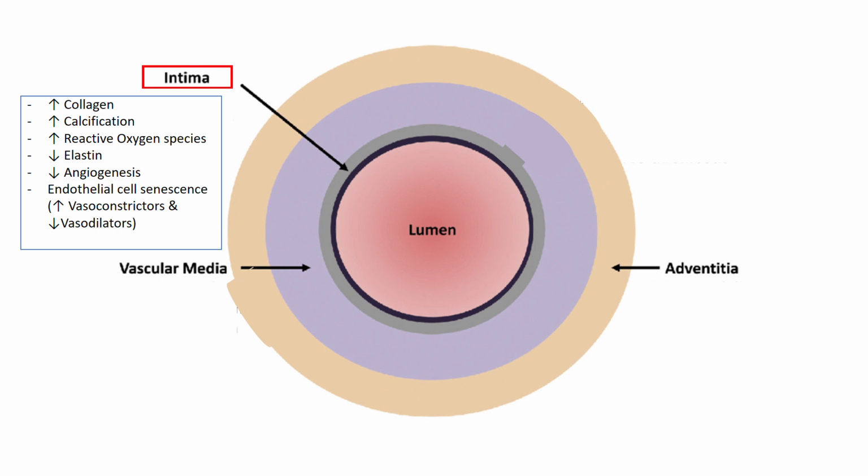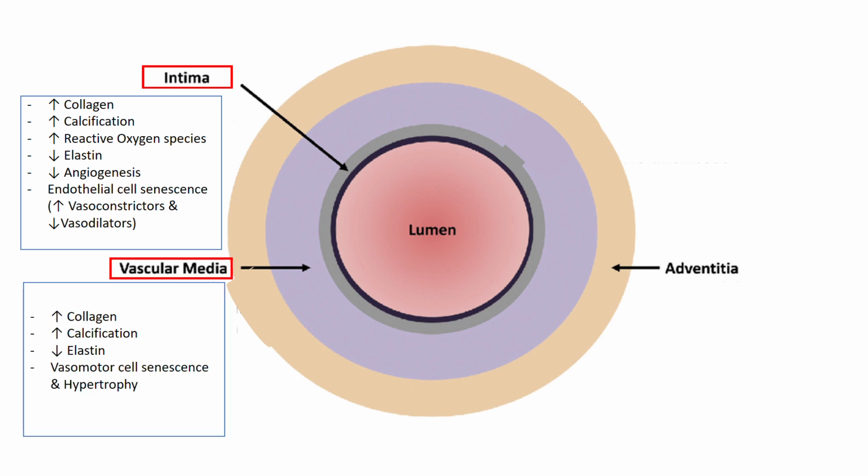Endothelial cell senescence occurs, and there are increased vasoconstrictors such as endothelin and angiotensin II, and take care that angiotensin II local levels are higher than circulating levels. Also, vasodilators will decrease as nitric oxide synthase decreases, which reduces the nitric oxide levels. What about the intima media or vascular media? Again, collagen increases, calcification increases, elastin decreases. However, the affected cell in the intima media is the vasomotor cell. Vasomotor cell senescence occurs and hypertrophy.